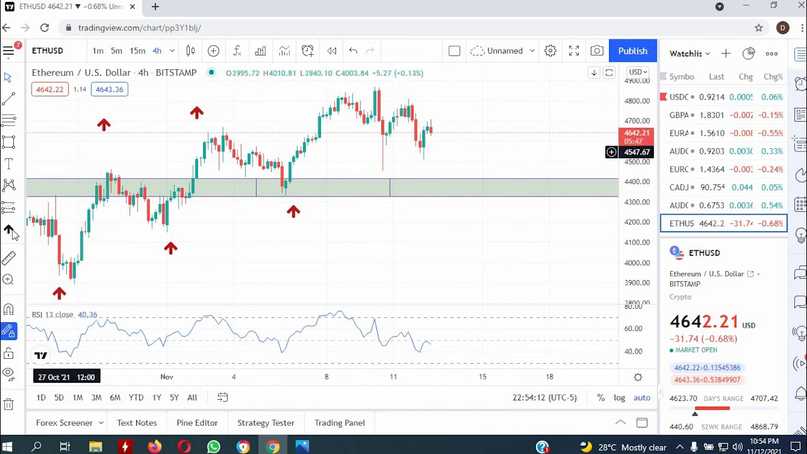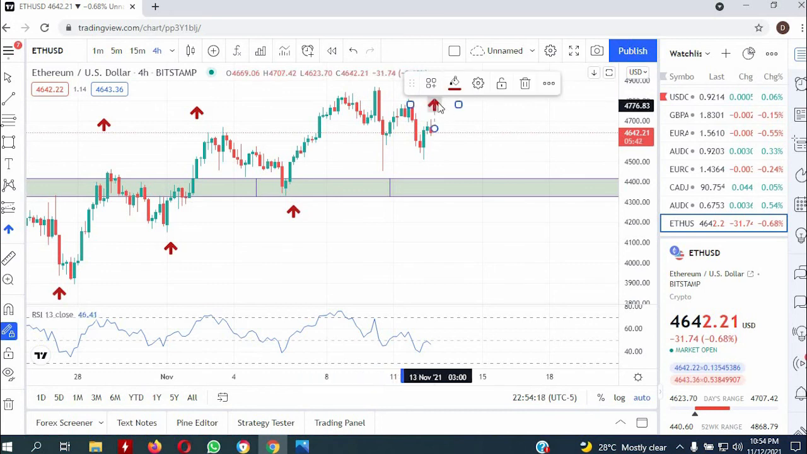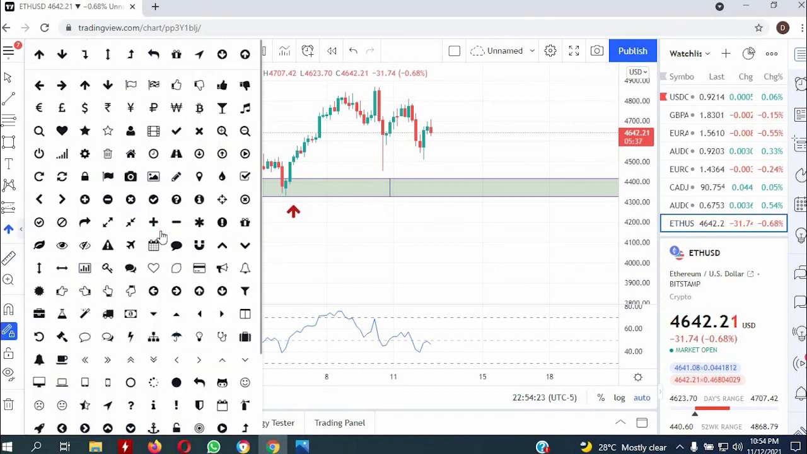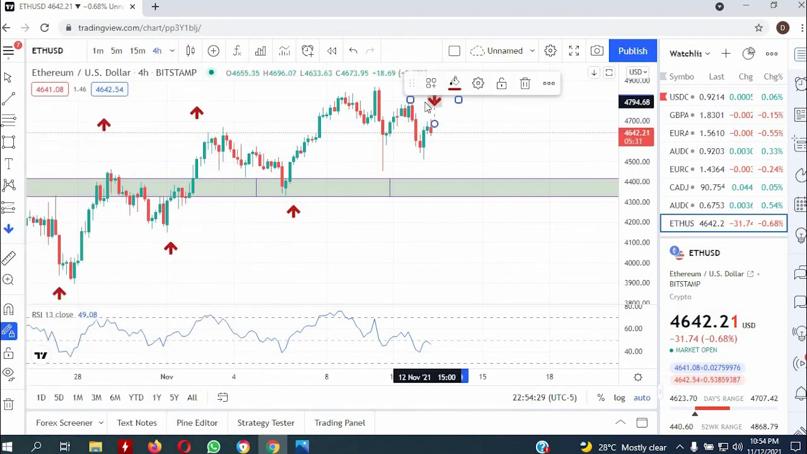But one thing to keep in mind, Ethereum is starting to make a lower high. So be careful of a reversal. So watch how the Ethereum is reacting to this lower high right here for a buy trade. If this fails to support, the market will push further down.